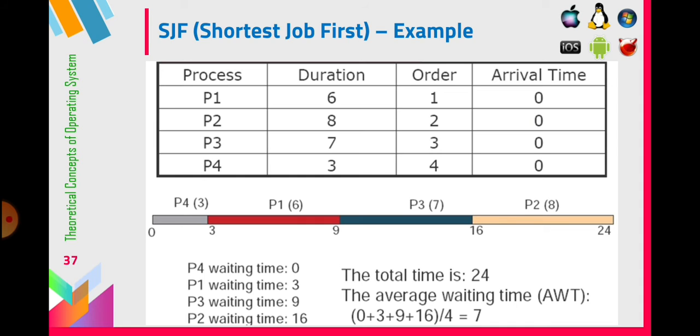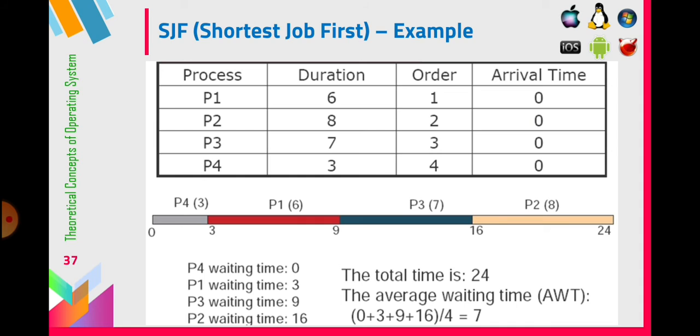So the total processing time, how much time? 16 plus 9 plus 3. So how much is that? 24. The average waiting time is 0 plus 3 plus 9 plus 16 divided by 4, which is equal to 7. So the total time, what is the total time here?